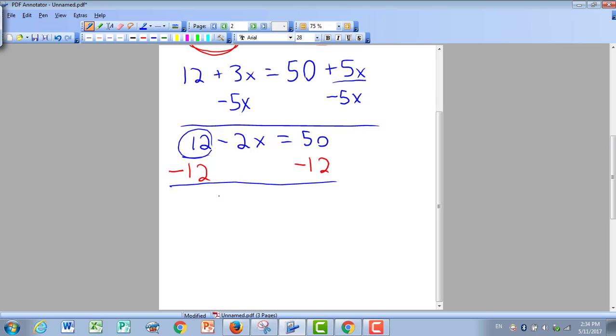And then we're left with, on the left, minus 2x equals 50 minus 12. So that's 38. Negative 2 times x equals 38. It's the whole negative 2 that goes together. So the opposite of multiplying by negative 2 is dividing by negative 2.